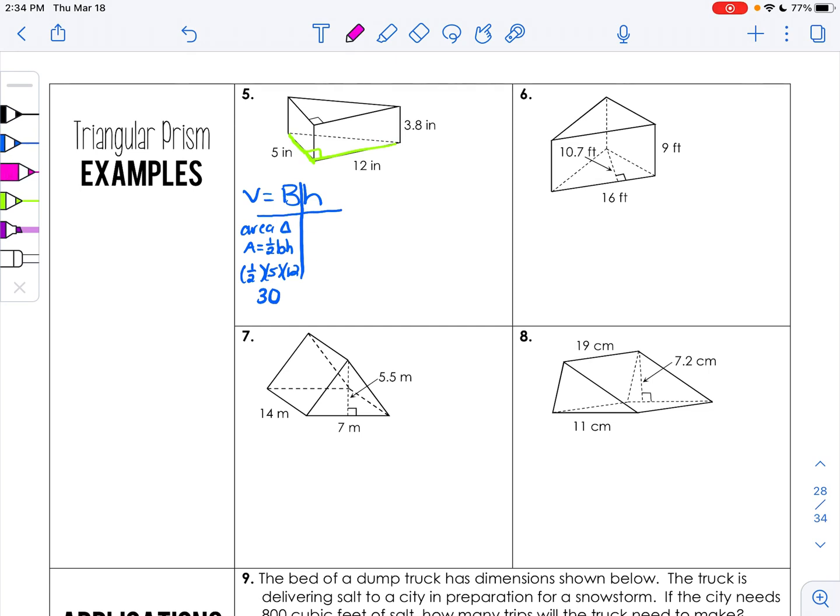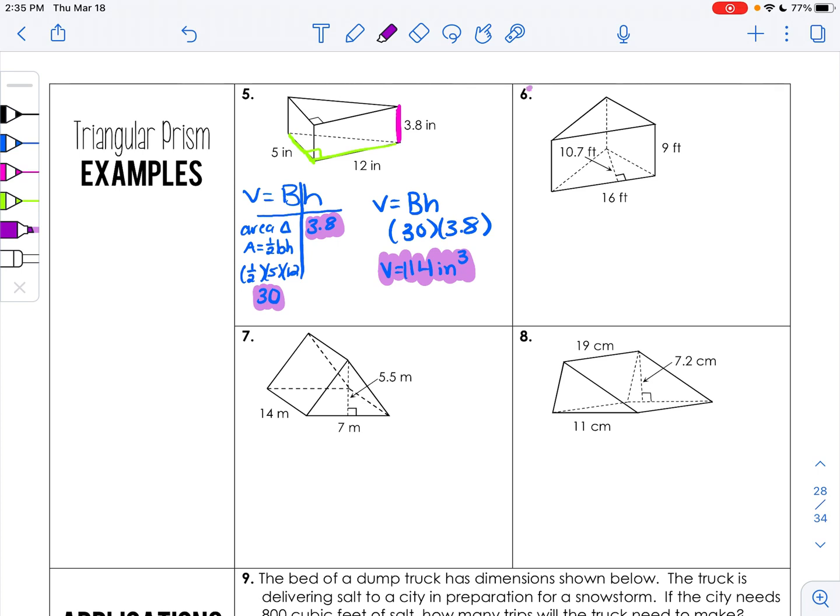And then the height of your prism is what holds your two bases separate. So for this one, our height is 3.8. So then we're going to take the area of our base times our height, because volume is area of the base times the height. So 30 times 3.8. And we can put that in our calculator, and we get 114. And we're talking about inches, and since we're talking about volume, that's inches cubed.